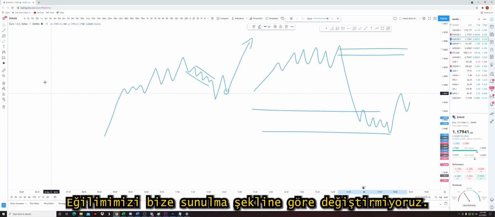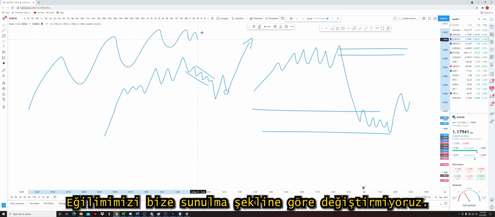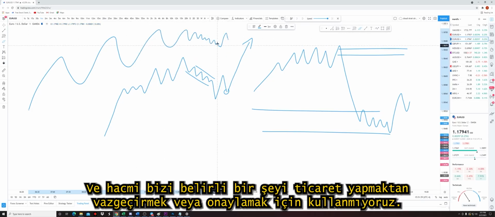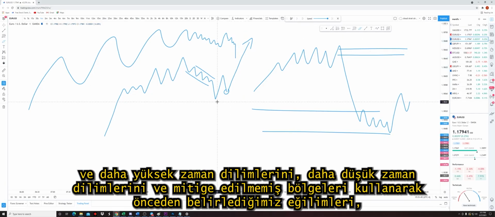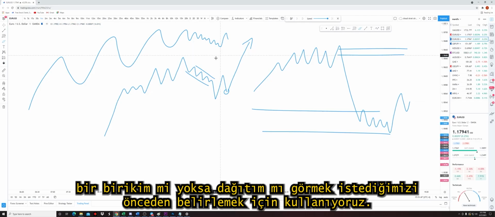Because we're not just looking at overall price and going, all right, I think it's an accumulation until, oh, it's a distribution, let's sell it, right? We are not changing our bias based on how it is given to us. And we're not using volume to confirm or deter us from trading a certain thing.